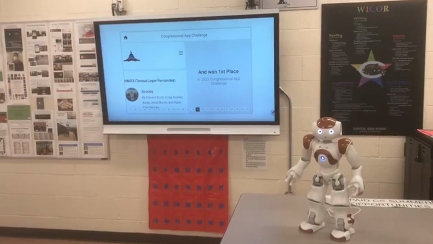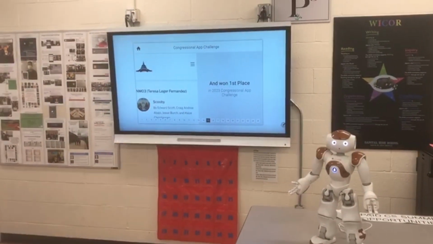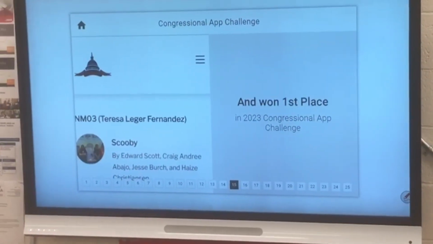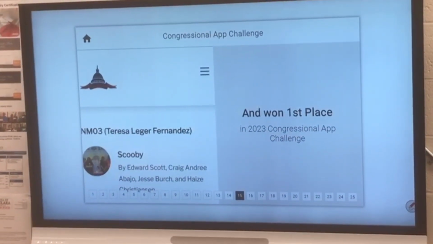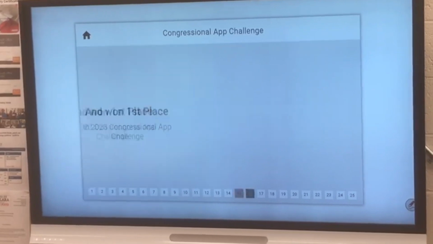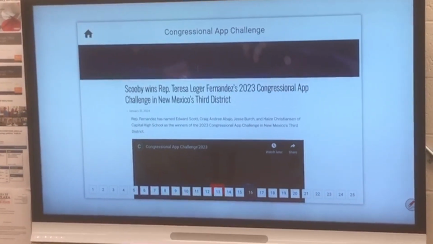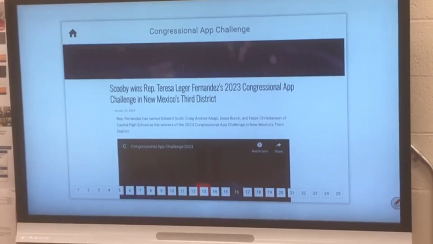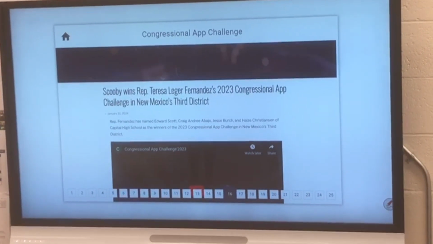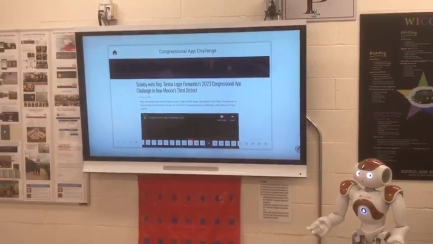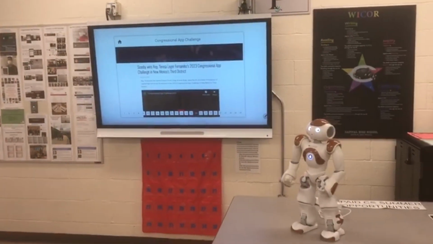And guess what? Scooby also won in Congressional App Challenge. It's actually the team's 3rd winning accomplishment in this challenge, but this time, it's a 1st place. Hooray! Our representative in Congress, Teresa Leger Fernandez, announced this good news on January 21st, 2024. The official info about it can be found on the Congressional App Challenge website.